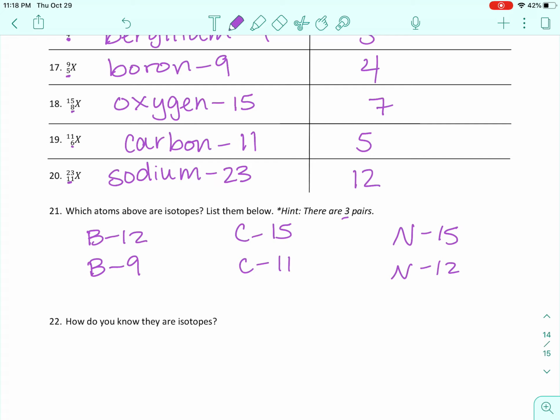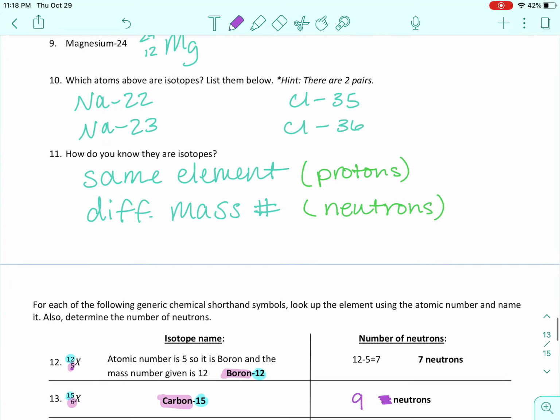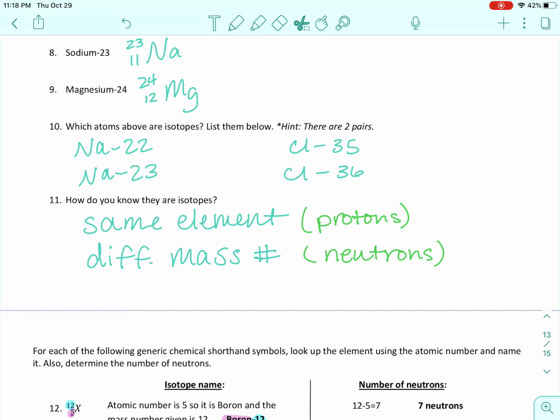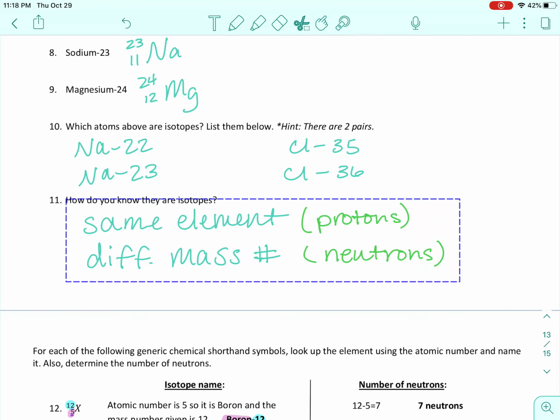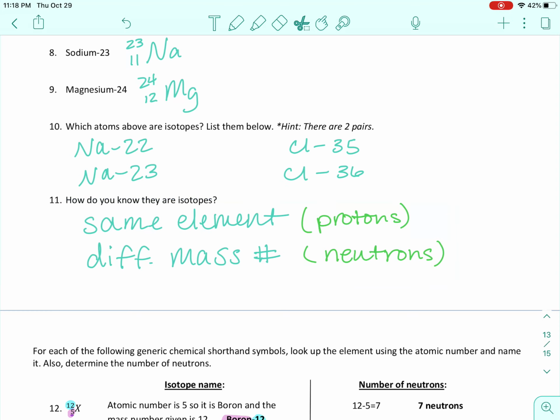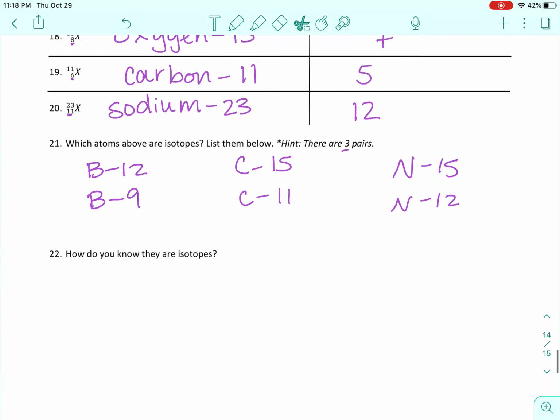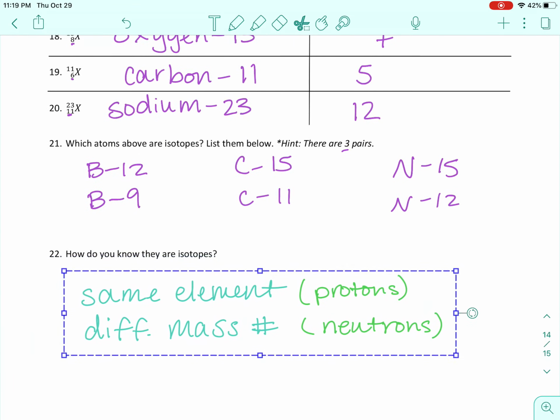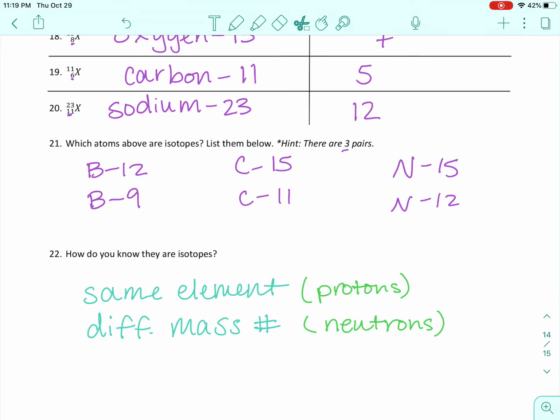Okay, and again, how do we know? They are the same element, but they have different mass numbers. So I'm literally just going to copy and paste my answer from number 11 up here and put that in for number 12. Okay, and that's Isotopes Practice number 2 or task 11.